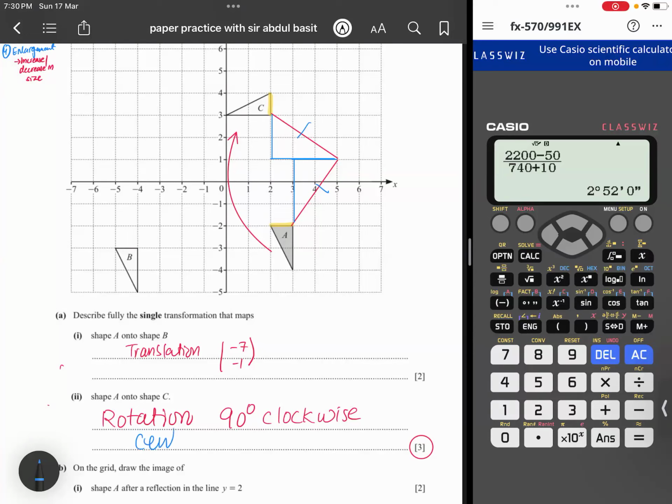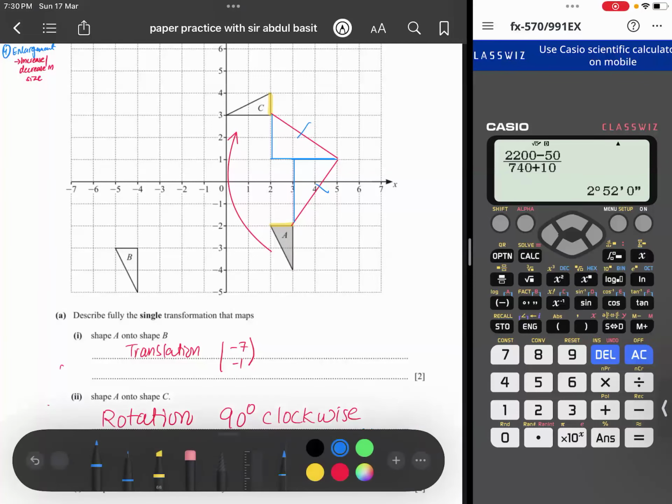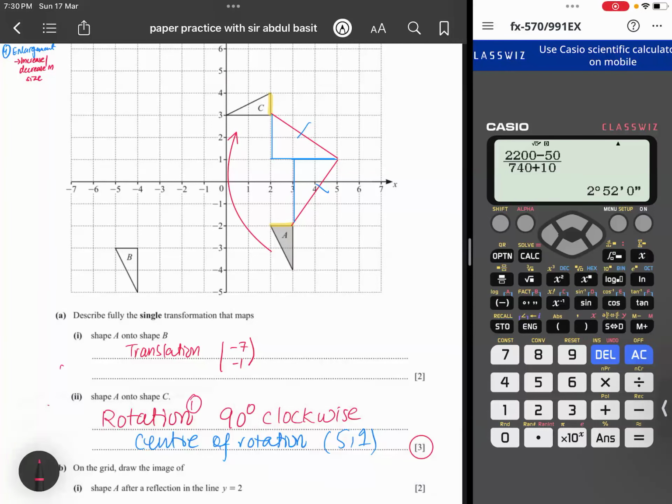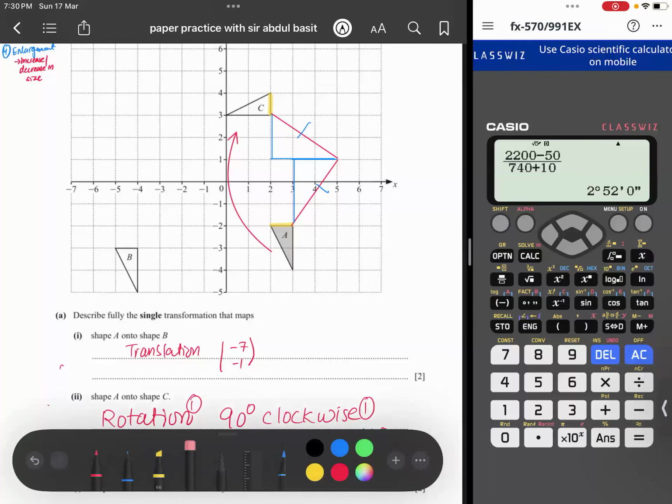So the center of rotation is x is 5 and y is 1. So beta, we will get 2 marks straight away: 1 mark for writing rotation, 1 mark for writing 90 degrees and clockwise, and there is only 1 mark for the center of rotation. If the center of rotation is wrong, you can lose only 1 mark in the paper. Got it? So let me erase this now from the sheet.